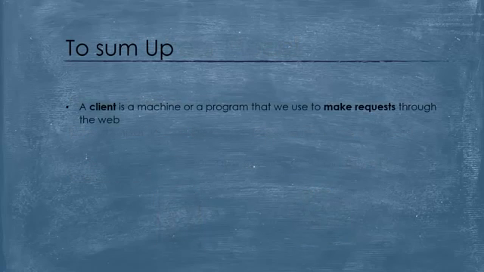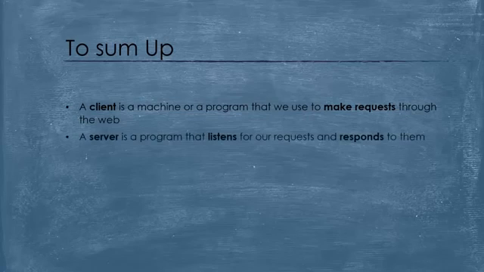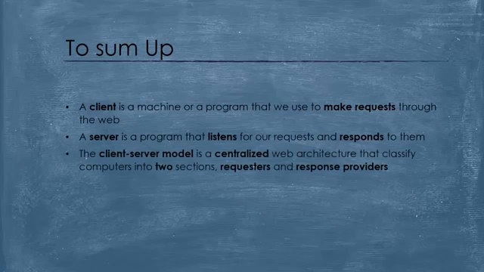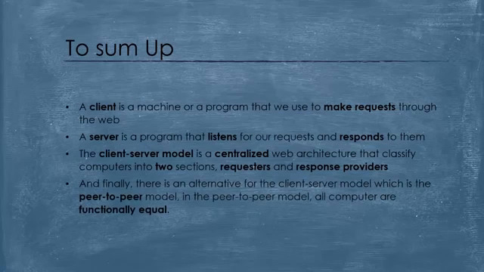So, to sum up, we've seen that a client is a machine or a program that we use to make requests through the web. Also, a server is a program that listens for our requests and responds to them. The client-server model is a centralized web architecture that classifies computers into two sections, requesters and response providers. And finally, there is an alternative to the client-server model, which is the peer-to-peer model. In the peer-to-peer model, all computers are functionally equal.